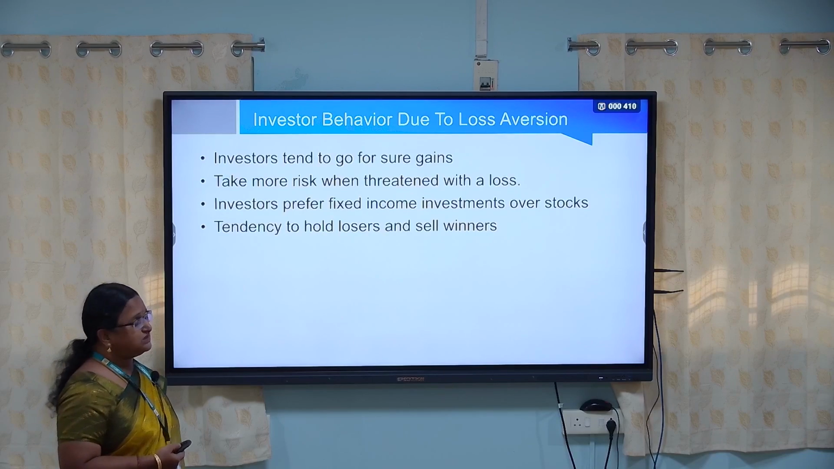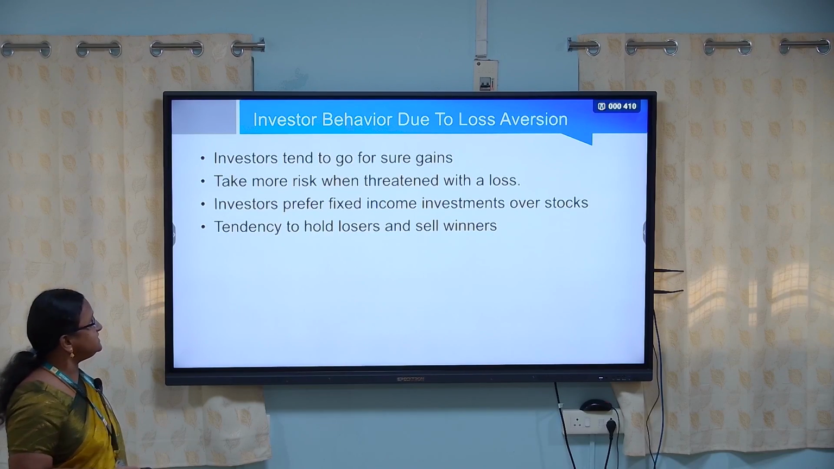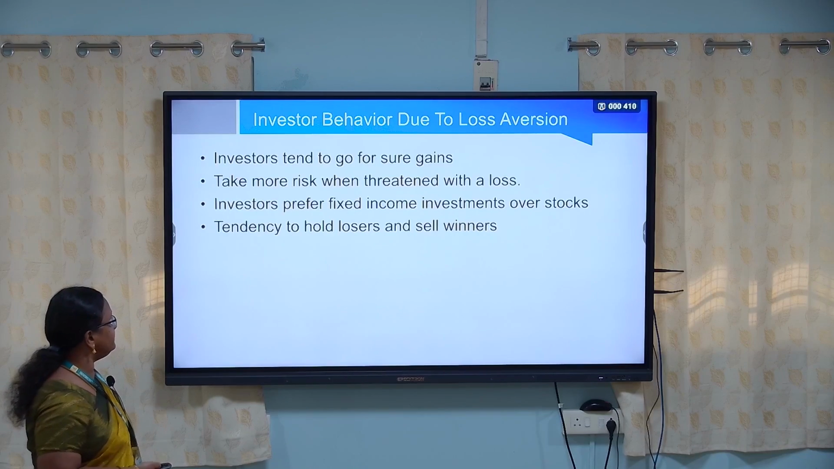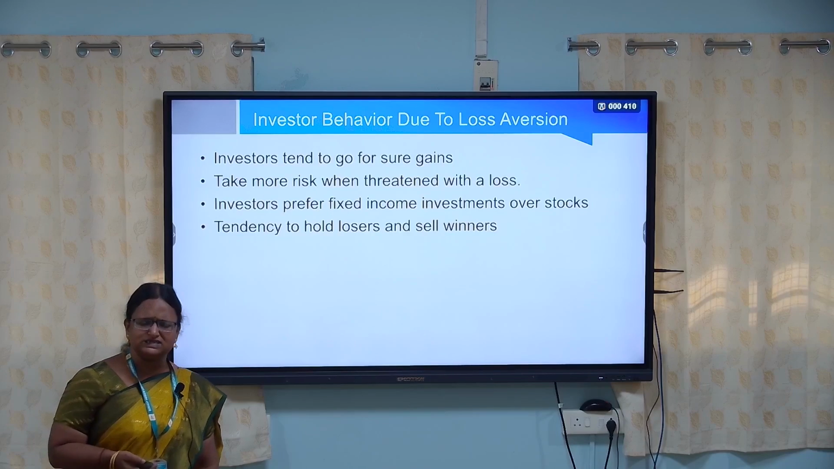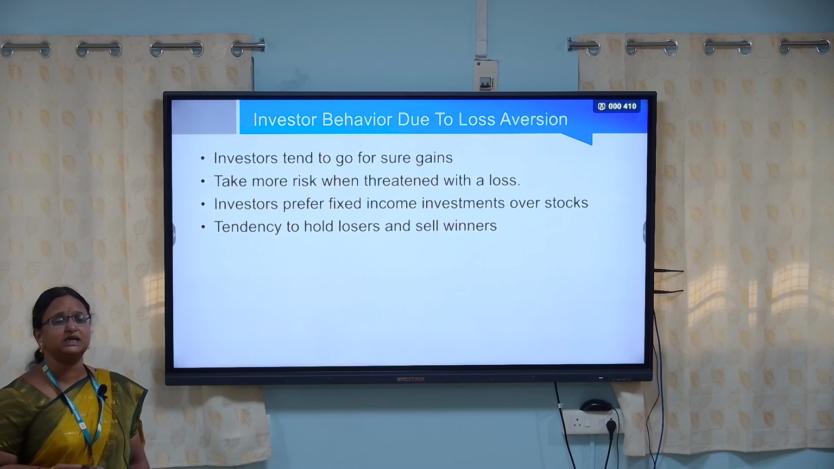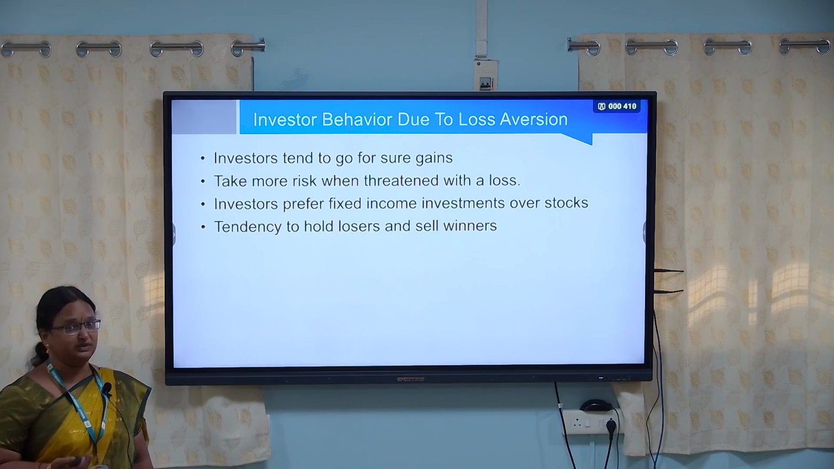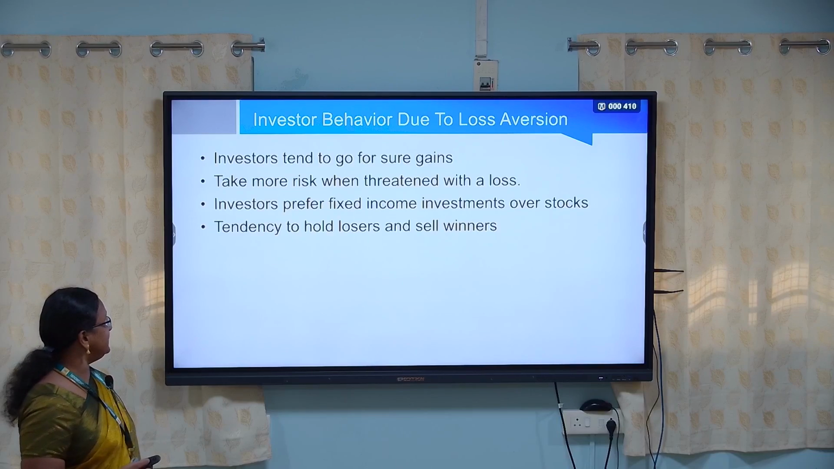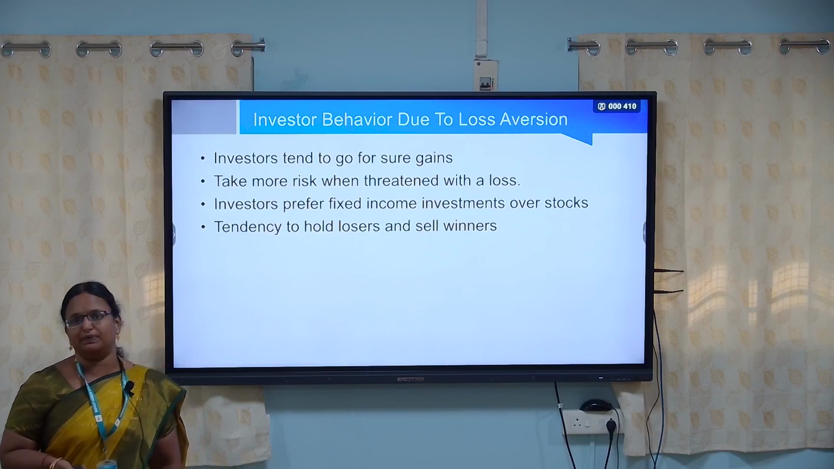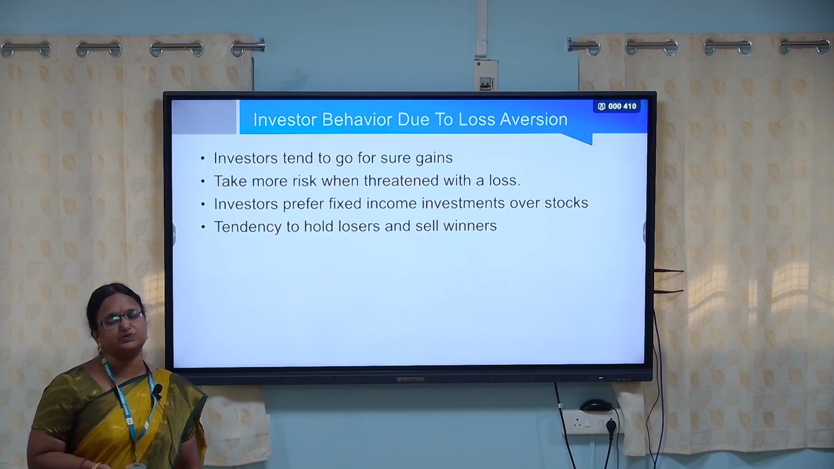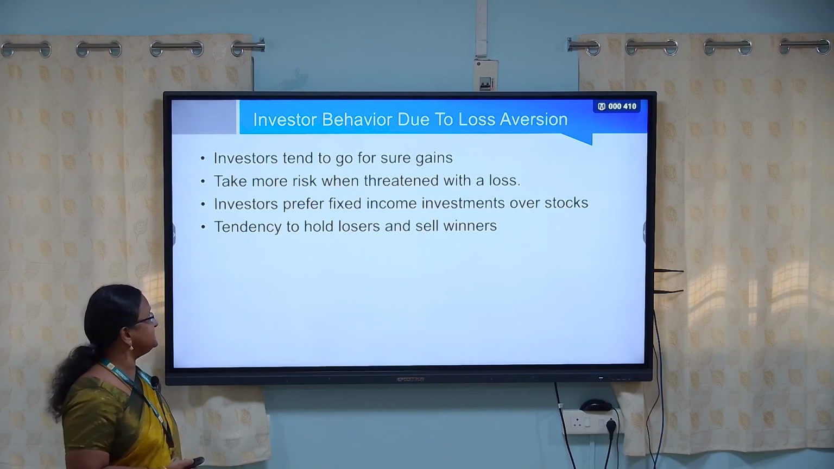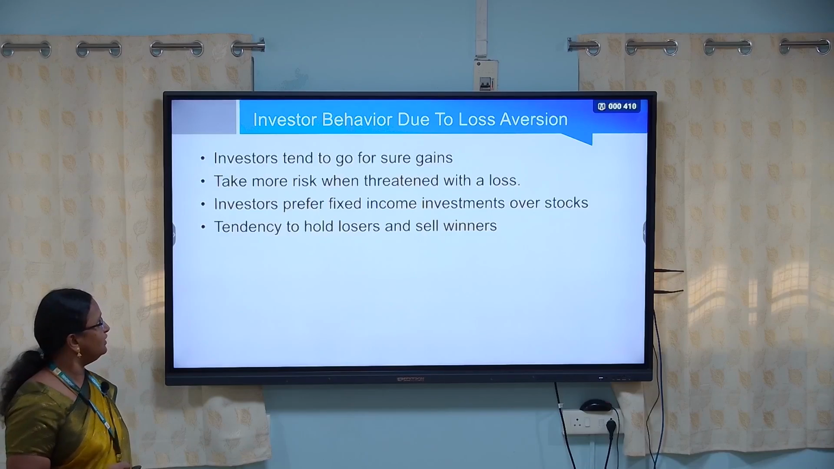Due to loss aversion, investors tend to go for sure gain and take more risk when threatened with losses, and investors prefer fixed investment over stocks. This is the major reason many people invest in fixed deposits and do not go for stocks, because they want a sure gain and don't want to take any risk. There is also a tendency to hold losers and sell winners. Many people sell the shares which are profitable and hold shares which are in loss. Loss aversion is an important reason for holding such stock.